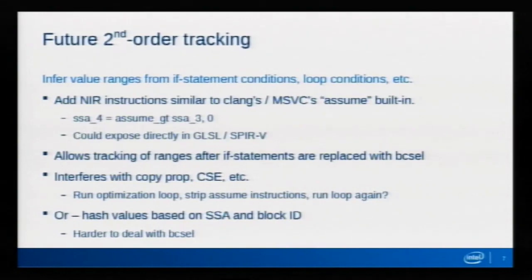It has the disadvantage that it causes problems with CSE and copy propagation. So there may be some trade-offs and some other ways that we could do that. Perhaps instead of hashing just based on the SSA value, combine the SSA value and the block ID, or do some combination of the two at different levels.